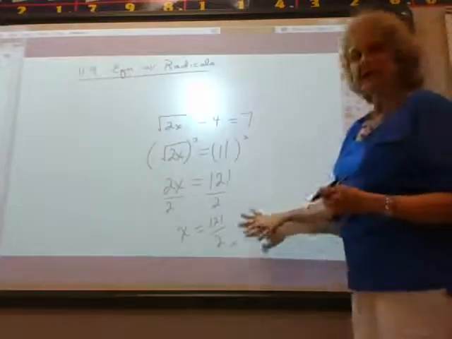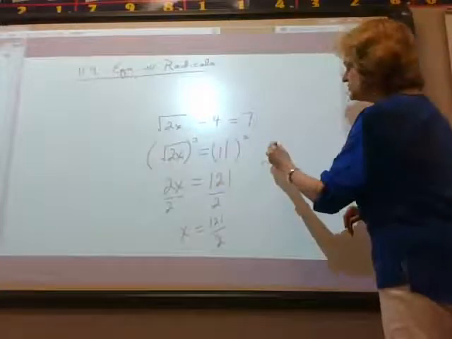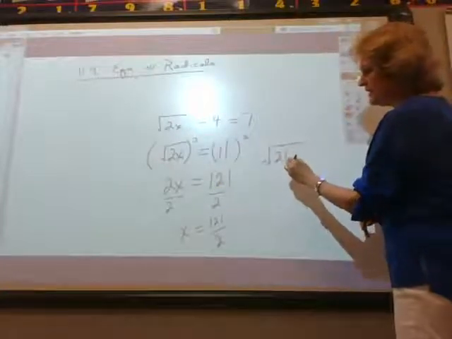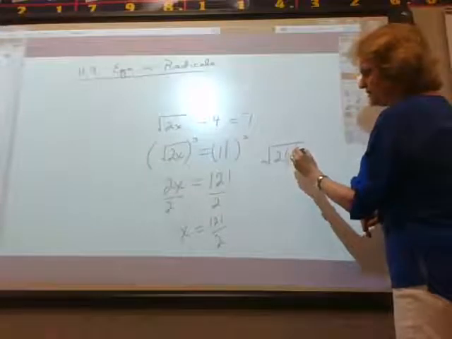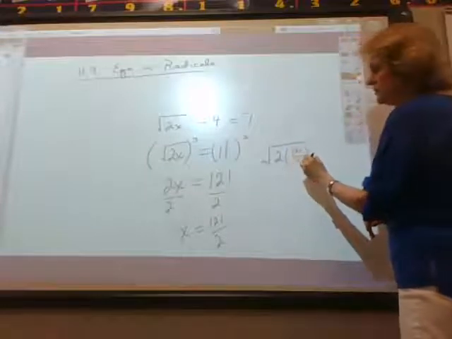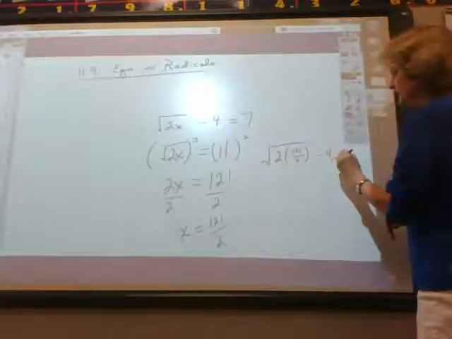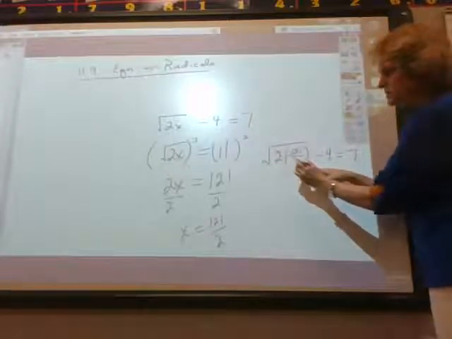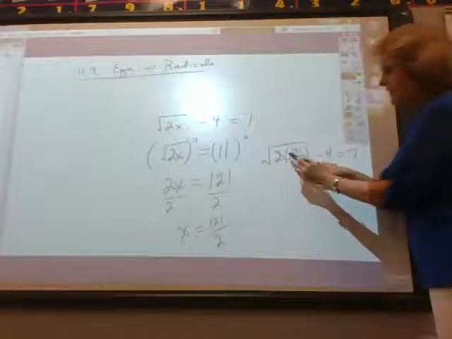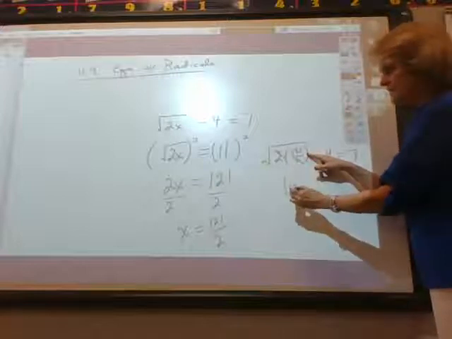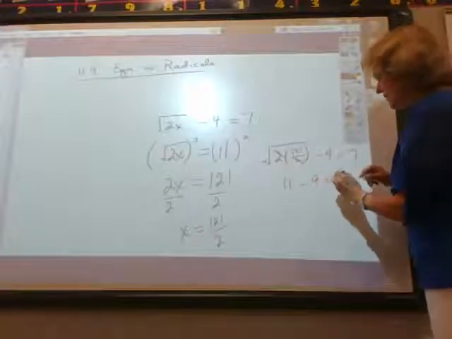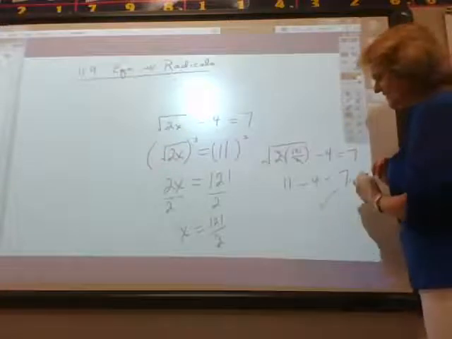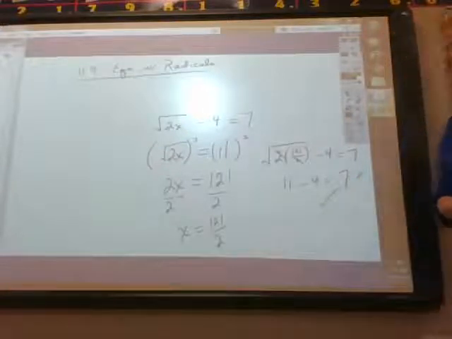Now, if you want to go back and check it and see if it works, sure, let's do that. Let's plug that in. So this is 121 over 2 under the radical, minus 4 is 7. Okay, so if this was under the radical, wouldn't the 2 and 2 cancel? Yeah. Square root of 121 is 11, minus 4. Oh yes, it is 7. It checks. Wonderful. All right, so let's do another one.